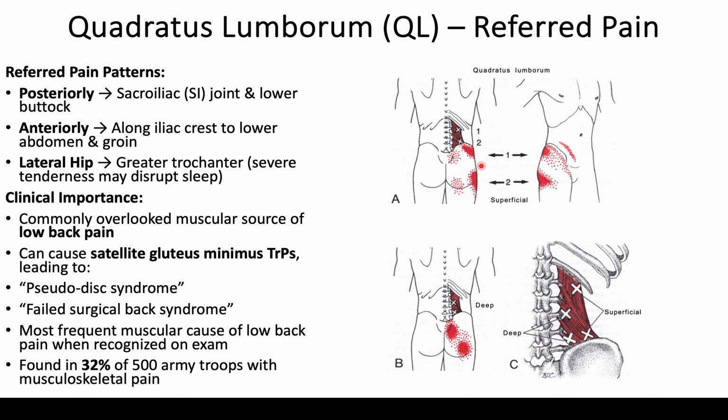So the Quadratus Lumborum has superficial and deep trigger points. The superficial trigger points are sitting on the side, and they're going to be referring more into the front as well as into the side of the hip, whereas the deep fibers are going to be more referring into the SI joint as well as kind of down into the piriformis area.